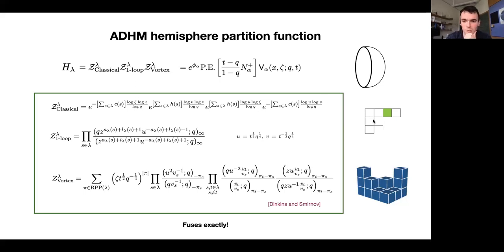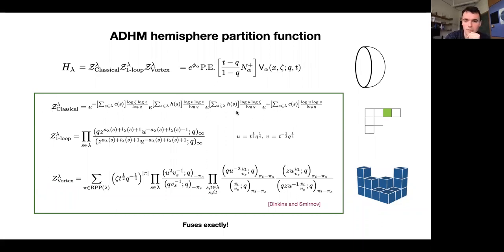I should say what hook and content are. So the vacua are labeled by partitions. So each hemisphere partition function is labeled by a Young diagram. And then I'm taking sums over boxes of this Young diagram. So for each box, I can write down the hook length, which is the length of this hook shape. And I also have arm lengths, which are horizontal lengths, and leg lengths, which for this green box are 0. So that's what these expressions are written in terms of.